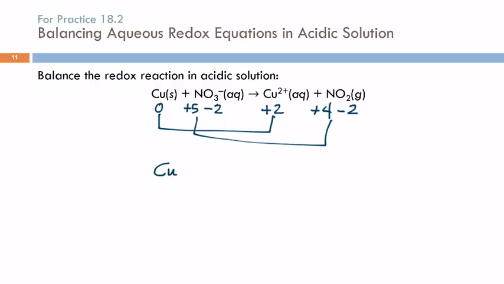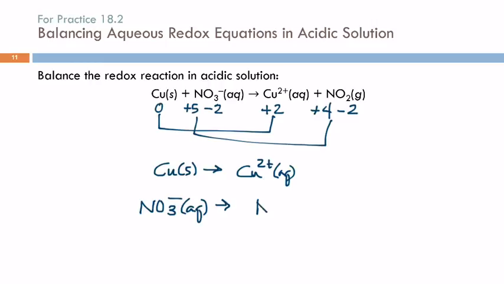And so I've got the copper going to copper ion. And then I've got the nitrate ion going to NO2 gas. Okay? What's the next step? Mass balancing. Do I need to do anything to the top reaction? No, it's already balanced. But this one is not balanced.